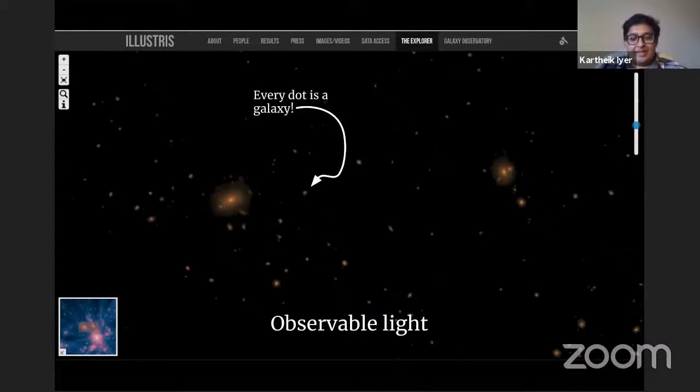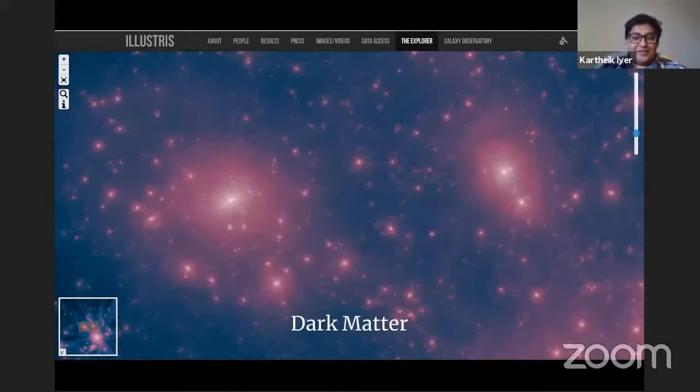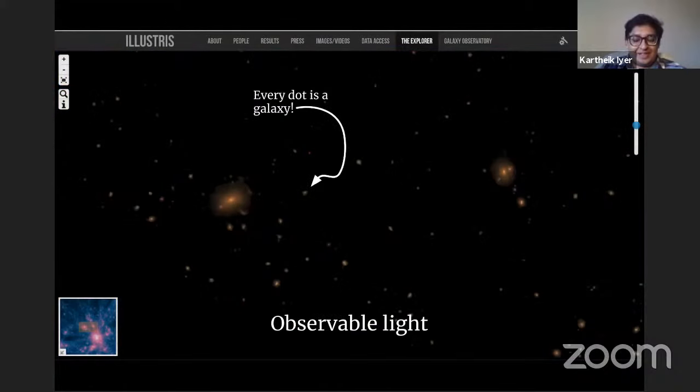And since this is a simulation, we have access to more things than just how galaxies look when we observe them. So, apart from the light that comes from the stars, you can sort of take off your observable light spectacles, and maybe if you had a pair of spectacles that allowed you to see dark matter, you could wear them and you would see the universe looks quite different from how it does in ordinary light.